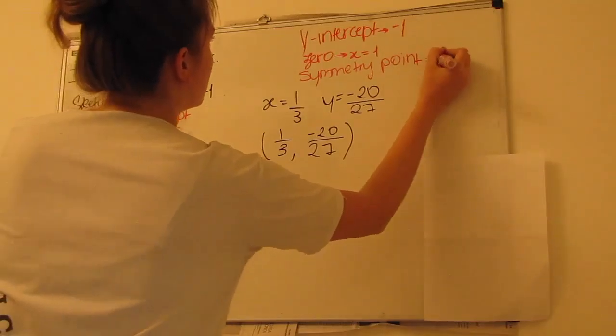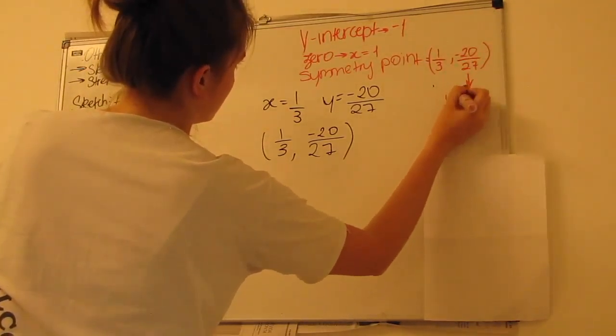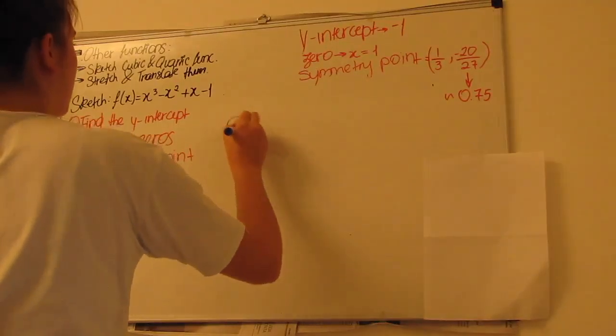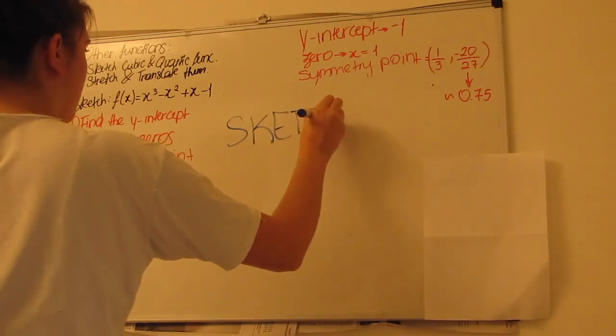Now, please don't get mad at me, because I did correct this later on, but I wrote down minus 20 over 27 is approximately minus 0.75, which is actually minus 0.75, not 0.75.